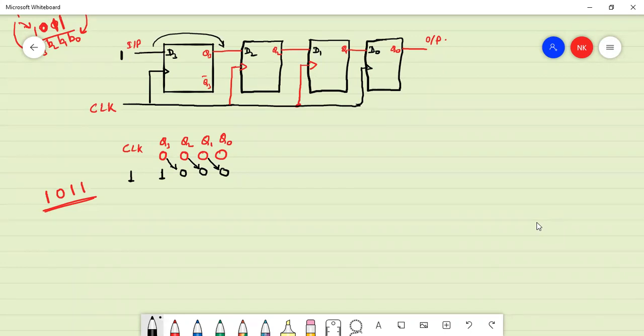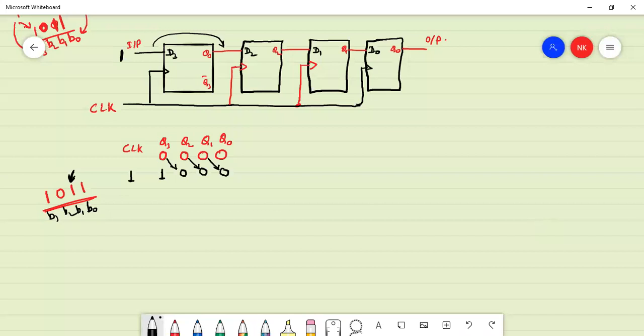Okay, in the next clock pulse, we have the next data bit, B1. So this is B0, this is B1, this is B2, and this is B3. Now we have B1 at the input. What is B1? B1 is also 1. Okay, let me change the color.